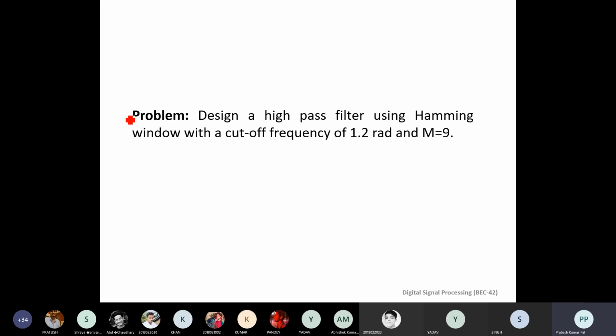So here a question is given. You need to design a high pass filter using Hamming window, and here the cutoff frequency is given to be 1.2 radian. So omega c is given 1.2 radian, and the m value, that is the order of the filter, is given to be 9.